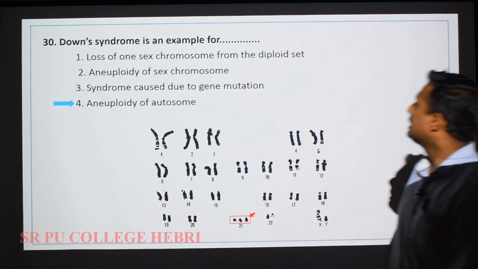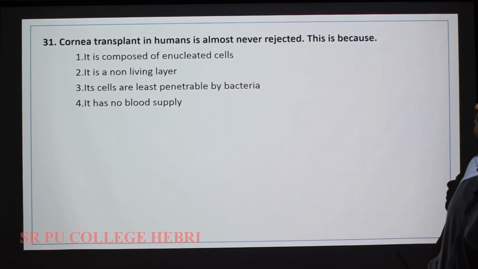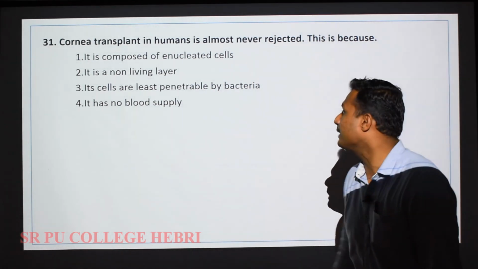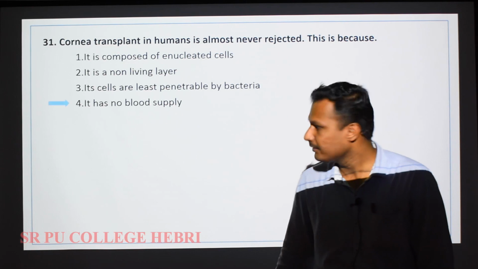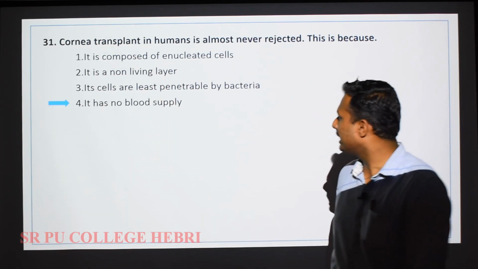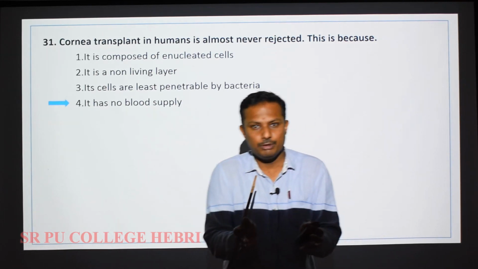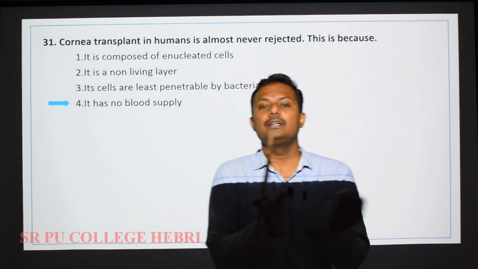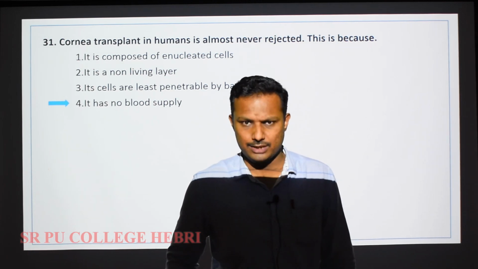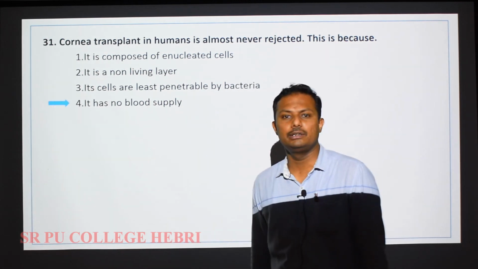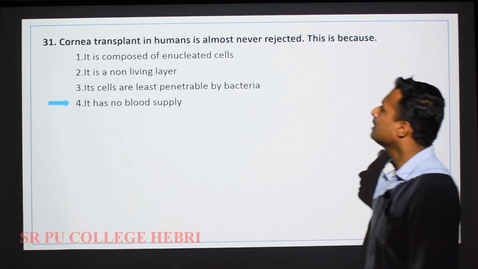an autosome. 31st one: cornea transplant in humans is almost never rejected. This is because, why? It has no blood supply. Answer is what? It has no blood supply. Ali blood transfusion ಆಗ್ತಾ ಇದ್ರೆ, 2 different bloods are to be infused ಅಂತ ಹೇಳಿದಾಗ, then blood clotting can take place, antigen antibody reaction ಆಗ್ತಾ ಇರುತ್ತೆ. When there is no blood supply at all, the problem is not there, so transplantation can be easier.